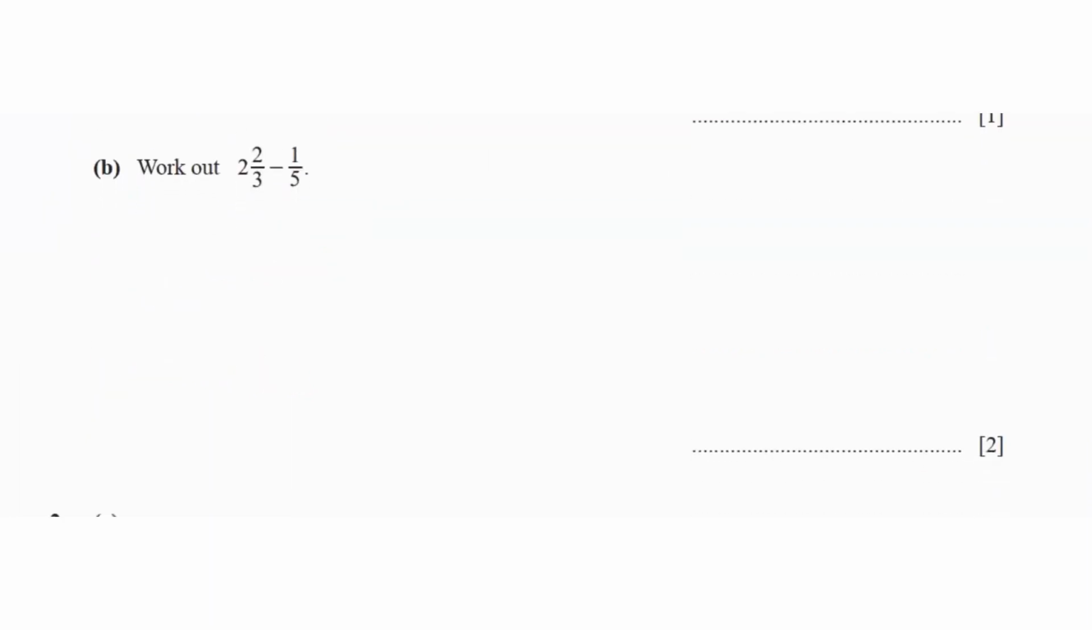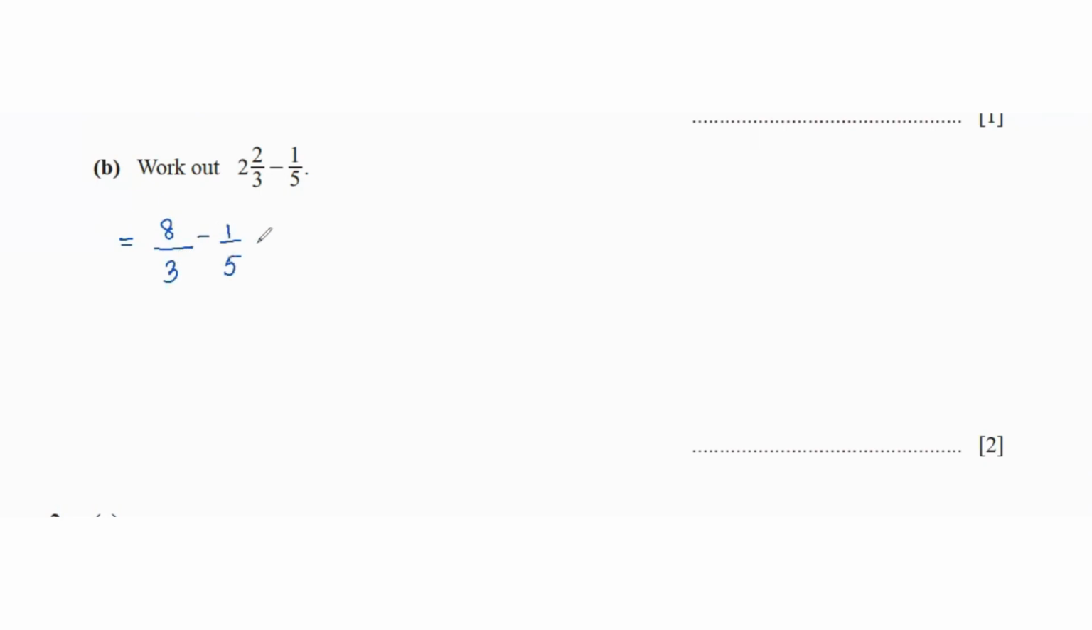Work out 2 whole number 2 over 3 minus 1 over 5. So first we convert the mixed number into an improper fraction. We multiply the denominator by the whole number and then add the result to the numerator. So 2 times 3 is 6 and 6 plus 2 is 8. The denominator remains the same.